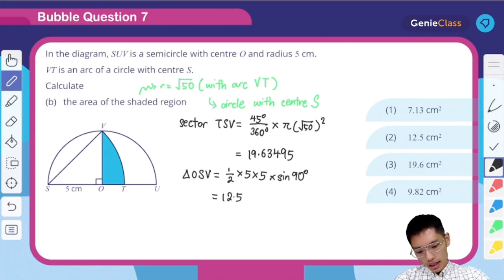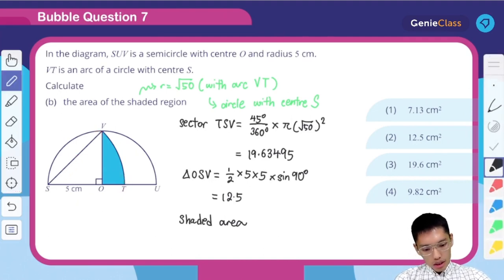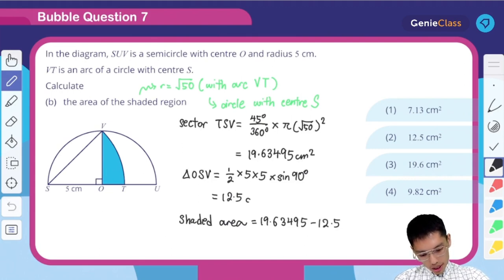Take note. Lastly, shaded area. I hope you realize it is this big sector over here that we found, TSV, which is equals to 19.63495 minus 12.5. We call this my sector area, and this is the triangle area over here. Subtracting them, I get 7.13495. 3SF, 7.13 cm squared.